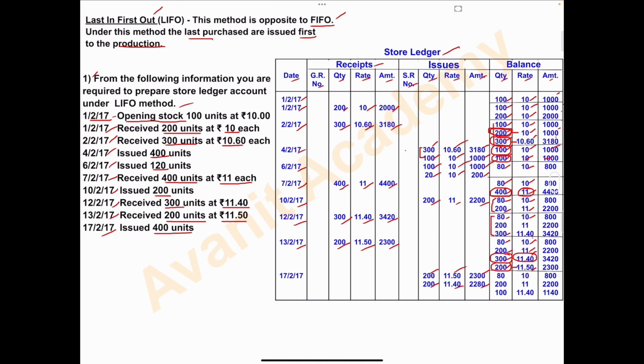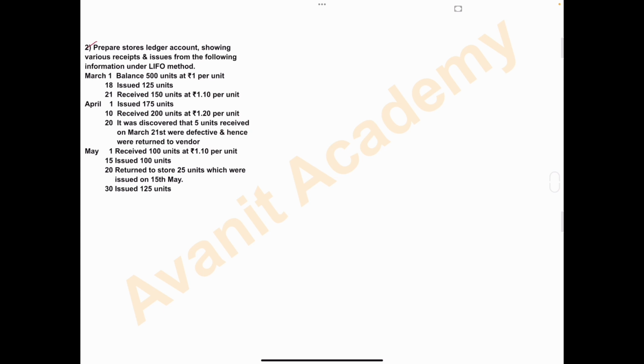Write the balance. 80, rate per unit 10, 800, 200, rate per unit is 11, 2200. From this 300, we have issued 200 units. So remaining quantity is 100, rate per unit is 11.40 and the amount is 1140. Problem number 2. Prepare store ledger account showing various receipts and issues from the following information under LIFO method.